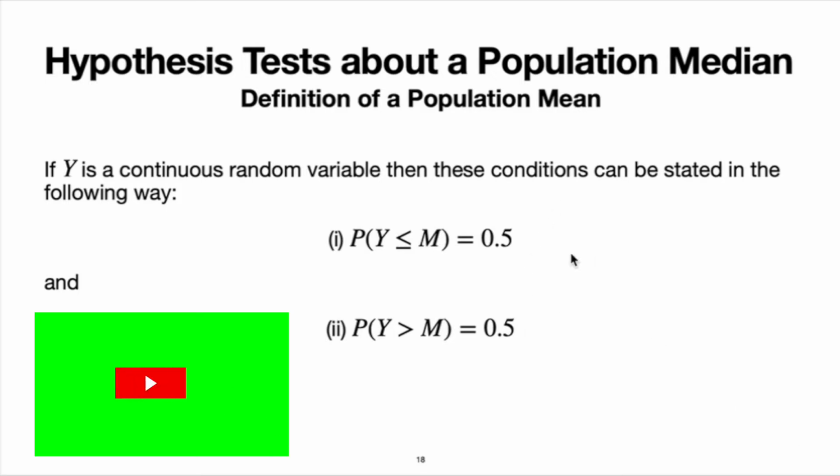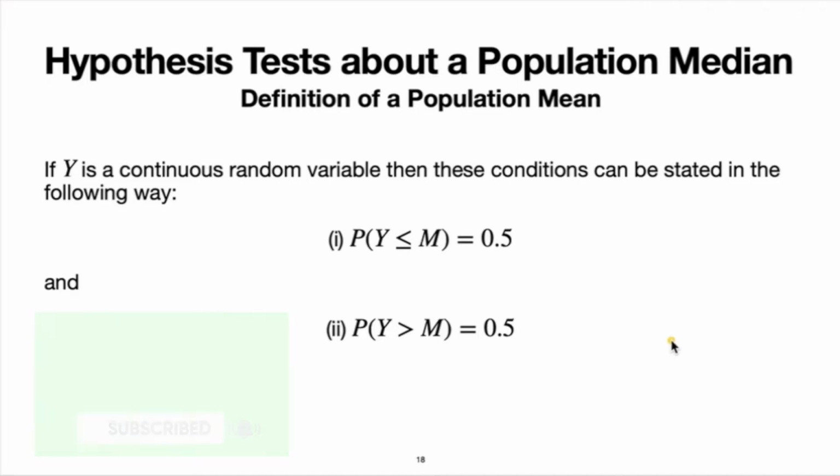So again, the definition simplifies somewhat when we have continuous random variables. Now, this is going to be important to keep in mind as we consider developing this test for a population median. So let's start off looking at a right-tailed test about a population median.